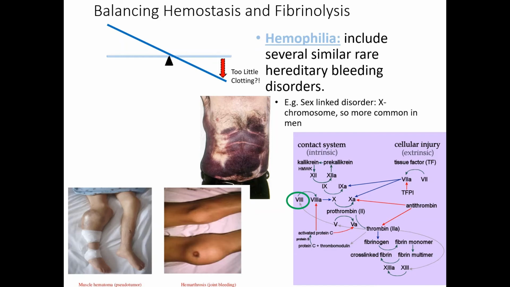The most commonly known is a sex-linked disorder. That is, there's a mutation for the clotting factor 8 gene that we can see right here, specifically on the X chromosome, and so this has a lot of implications.